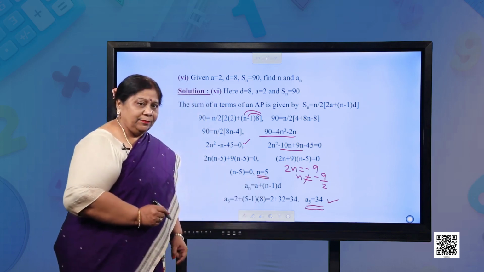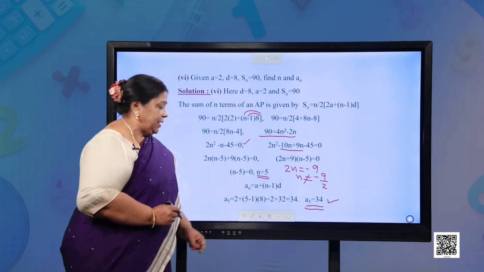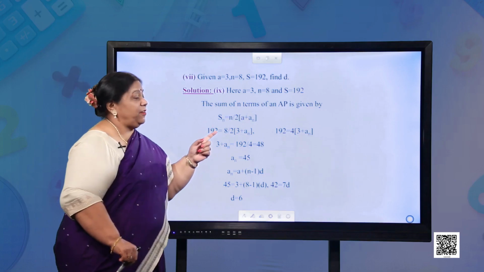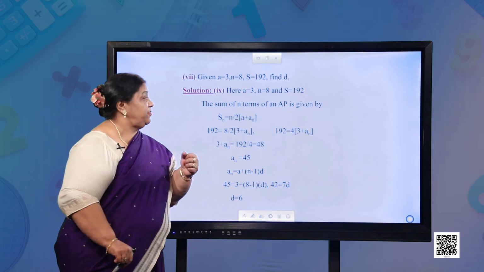I hope it is clear. We will do the next part now. We have A is equal to 3, n is equal to 8 and S is equal to 192. We are required to find out D, that is the common difference.